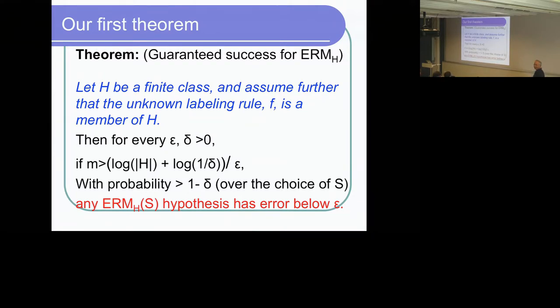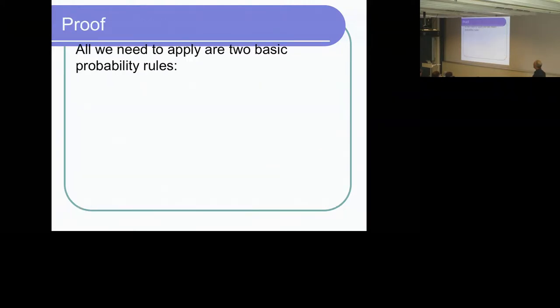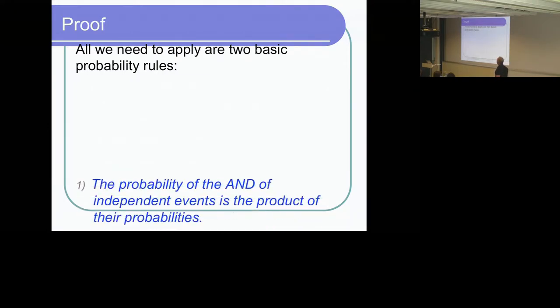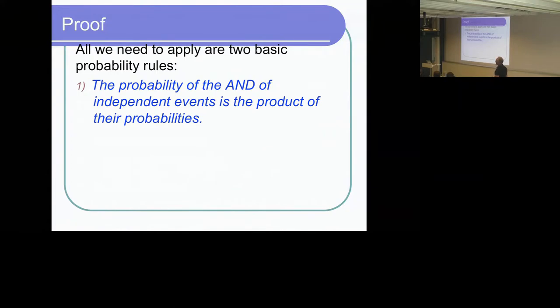Let me say something about the proof here. In order to do this proof, we just use two very basic tools from probability theory. The first is that the probability of the AND of two independent events is the product of their probabilities. That's a rule that everybody has seen. If you have two independent events, the probability that you have this and that is the product of the two. Sometimes it is used as a definition of independence.